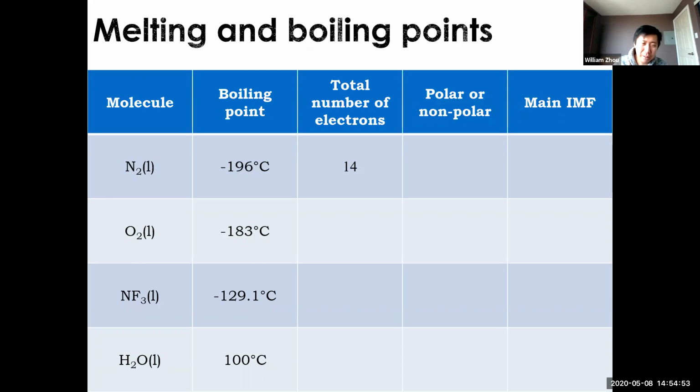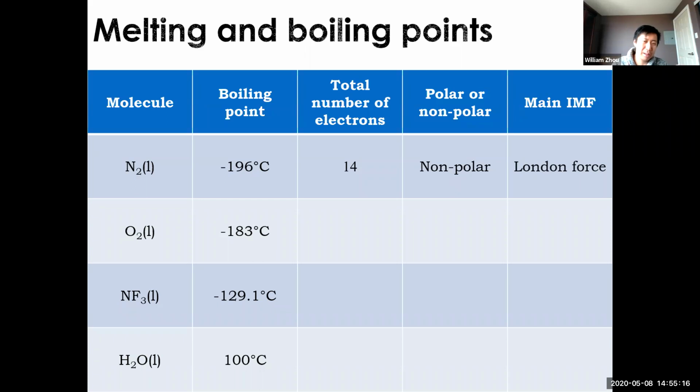And if you count the electrons that nitrogen has, nitrogen has 7. I'm talking about total electrons, not valence. 7, but then you have 2 of them, so you have 7 plus 7, 14. So nitrogen has 14 total electrons. Oxygen, same story, okay? But the nitrogen is non-polar, so the only force is London.